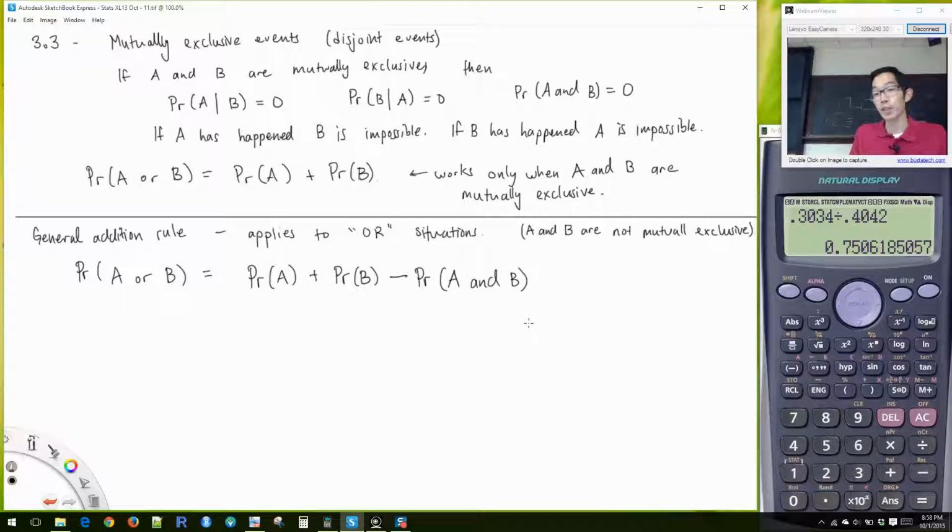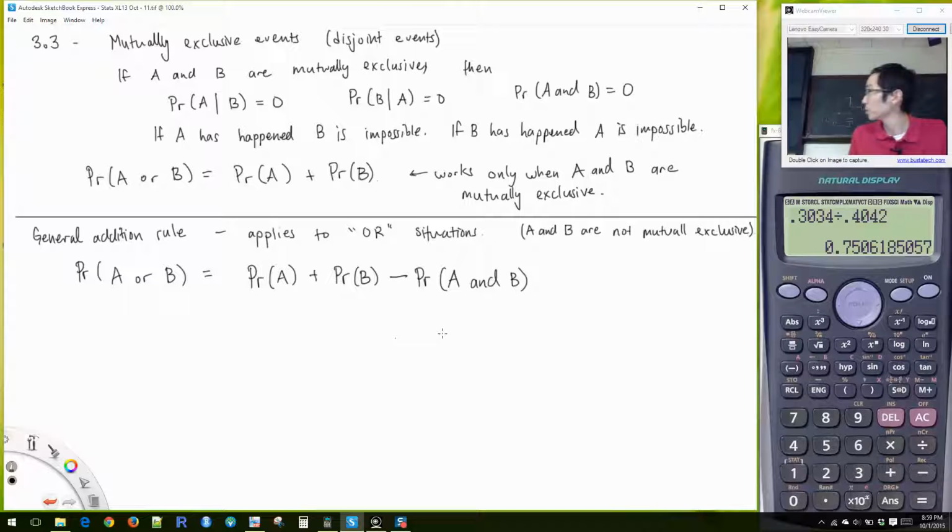This would be the formula. And this always works for all events. In fact, this even works for mutually exclusive events A and B. It's just that when A and B are mutually exclusive, the probability of A and B right here is 0, and therefore it reduces to the mutually exclusive version of the formula. Okay. So you'll have some exercises in the homework kind of going over examples of this.